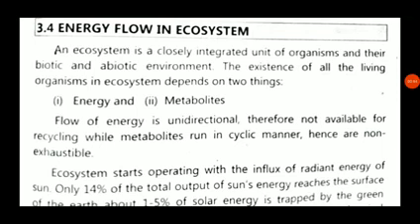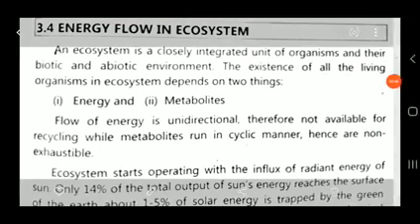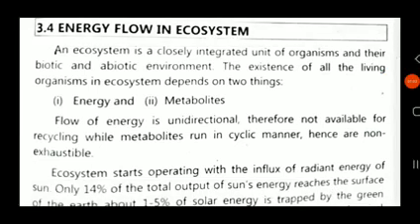The source of energy in the ecosystem is the sun. From the sun, energy comes to the earth in the form of light energy. Okay, then this energy is trapped by the green plant, which is known as the autotroph, and this green plant converts this light energy into chemical energy.